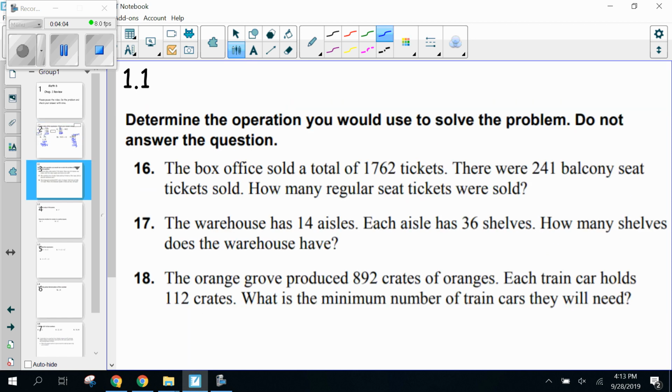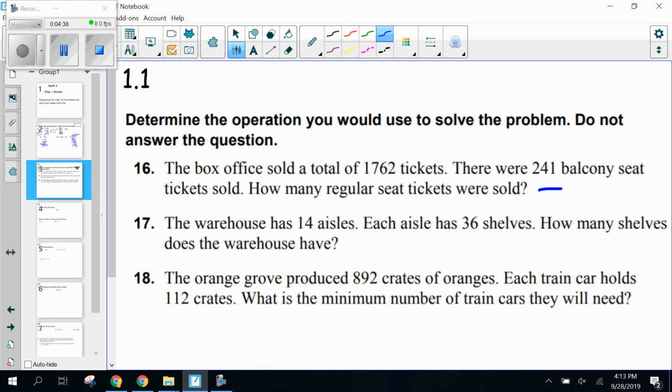Okay, let's move on to not solving the problems, but reading the problem and trying to decide what operation you would need to do. So for number 16, with the box office, you have a certain number of tickets, and then some of them are just for the balcony. So the rest of them would be the regular seats. So they're either the balcony or the regular seats. So that's a subtraction problem to see what would be left for the regular seats. I'm just going to put a minus sign.